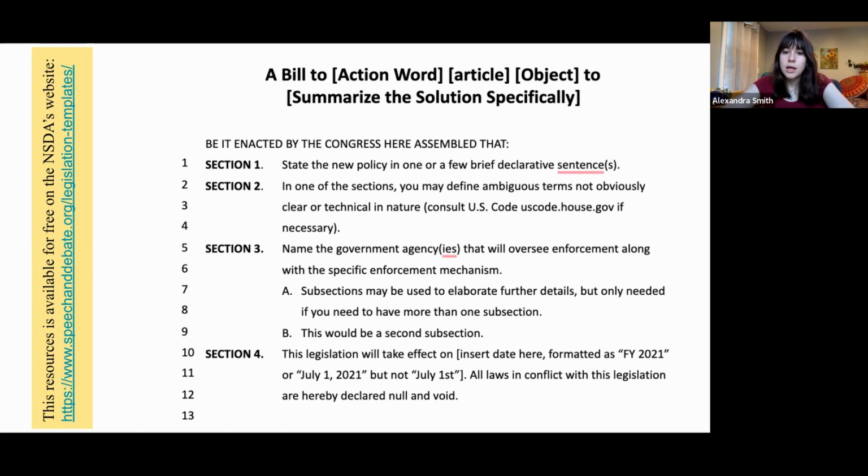Section 4 is going to give the implementation date. So it can be a fiscal year. Remember that fiscal years do not line up with calendar years.